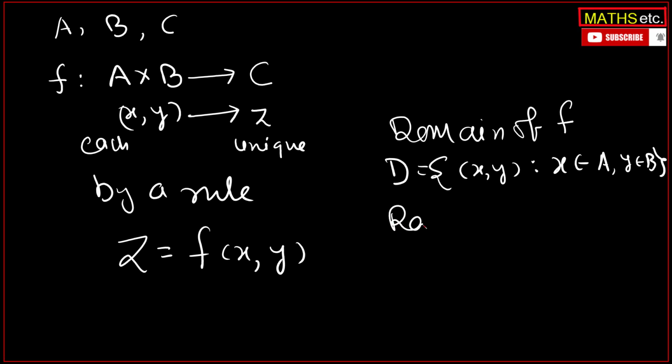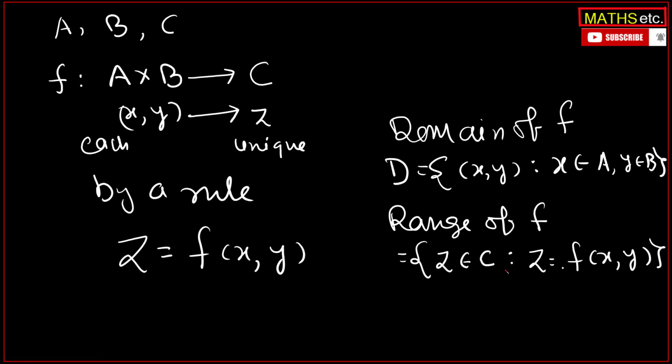Second, we call the range of f, and the range of f is the collection of all these unique elements z in set C. So in set notation, the range of f is the collection of all z elements in set C such that z is a number which has been assigned to an ordered pair xy in the domain.